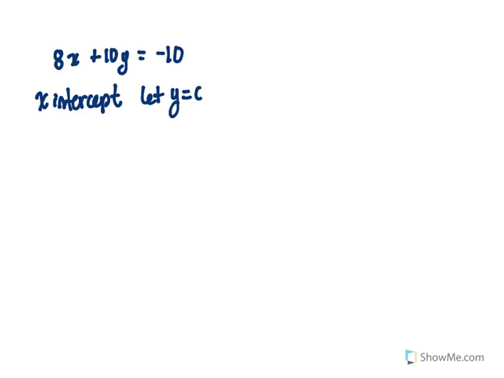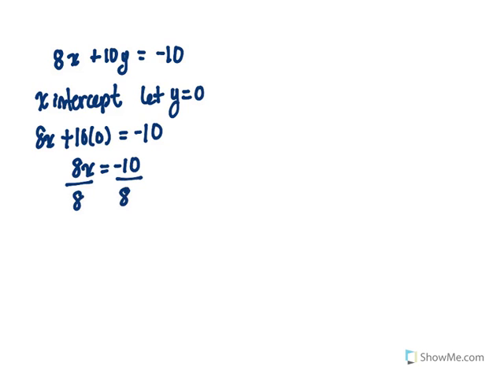Let y equal 0. So I have 8x plus 10 times 0 equals negative 10. So I get 8x equals negative 10, and then I divide by 8. So x is equal to negative 5/4. I just reduced that fraction, okay? So my x-intercept is the point negative 5/4, comma, 0. Or that would be negative 1.25, right?